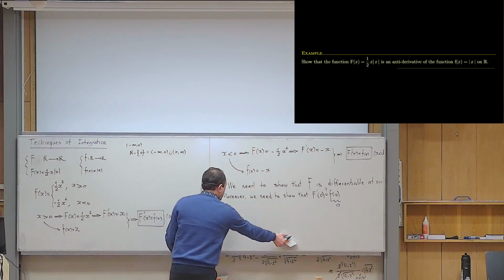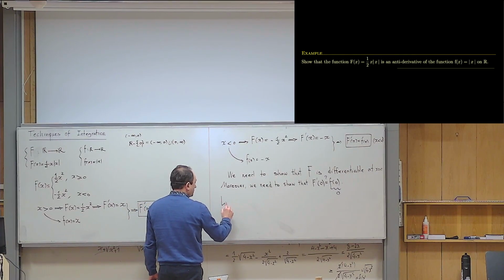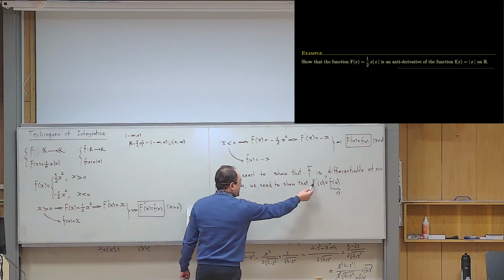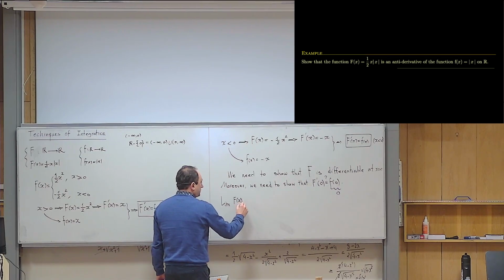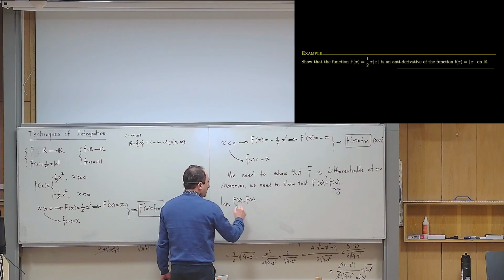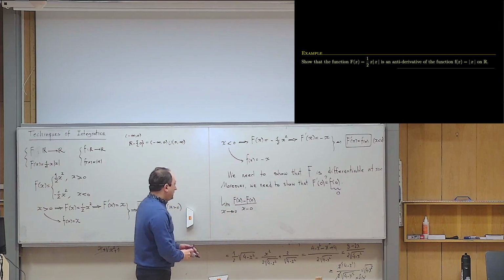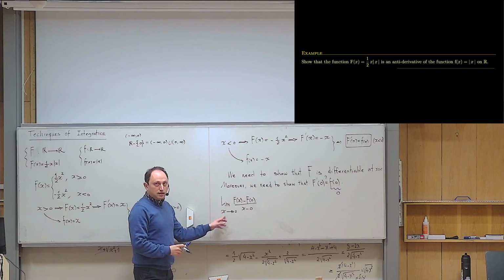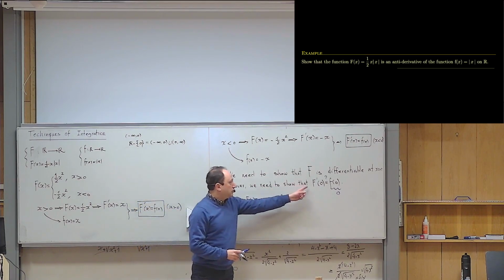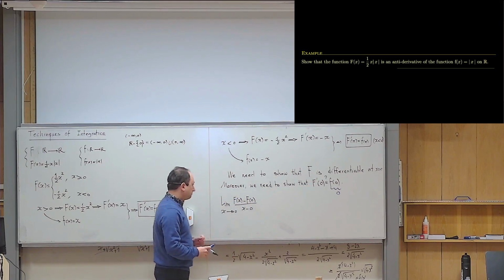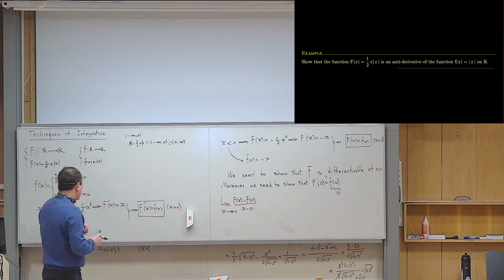Okay, how should I do that? I need to remember the definition of the derivative. So the derivative of capital F at 0 is this limit: capital F of x minus F of 0 over x minus 0 when x goes to 0. If this limit exists, the number corresponding to this limit is the value of capital F prime of 0. But still, we are not sure if this limit exists or not unless we calculate it.